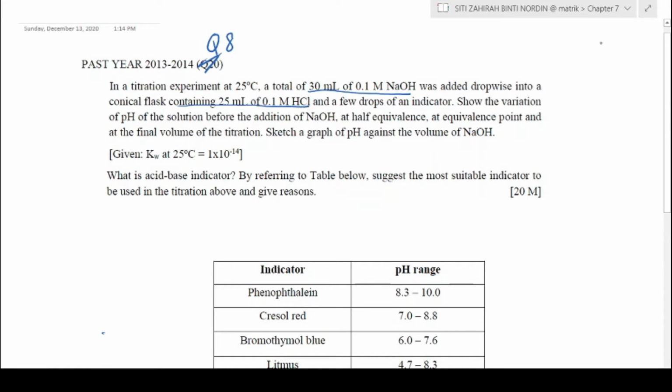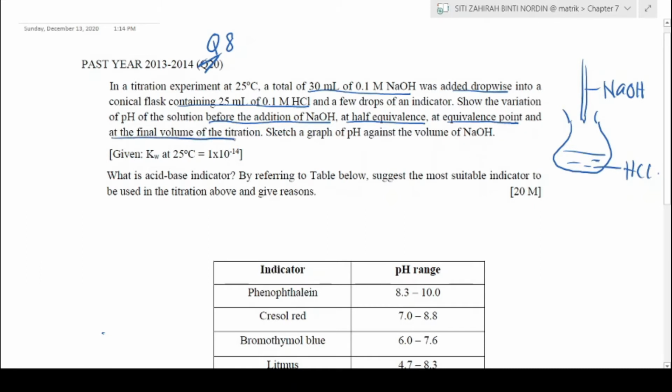So from this we know that your titrant would be your sodium hydroxide because it is added dropwise into your conical flask which has HCl. Okay, next we add a few drops of an indicator. Show the variation of pH of the solution before the addition of sodium hydroxide, at half equivalence point, at equivalent point, and at the final volume of the titration.